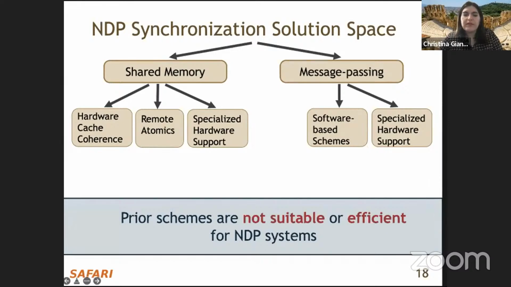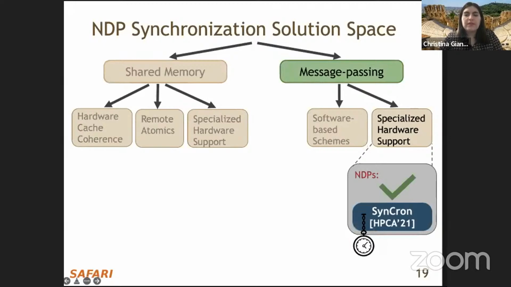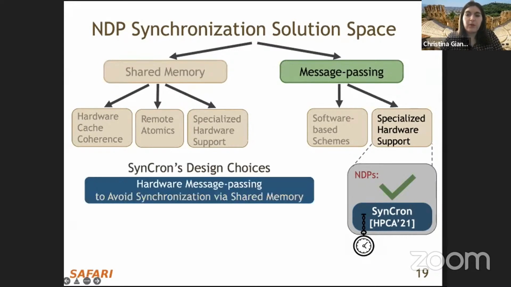Therefore, overall, we find that prior schemes are not suitable or not very efficient for near data processing systems. To this end, we designed a new synchronization scheme specifically targeting near data processing architectures, and we call this approach SynCron. SynCron is the first end-to-end synchronization solution for near data processing architectures and is built upon the message passing synchronization concept to avoid major issues of synchronization via shared memory. Because if we implement synchronization via a shared memory approach, we would need to use main memory, with a great penalty for performance and energy.